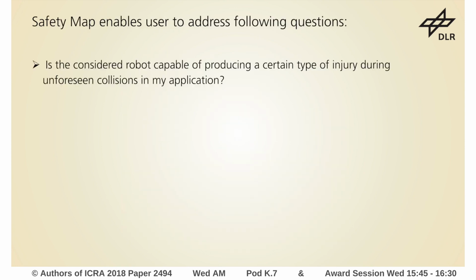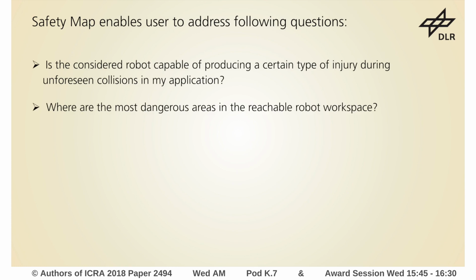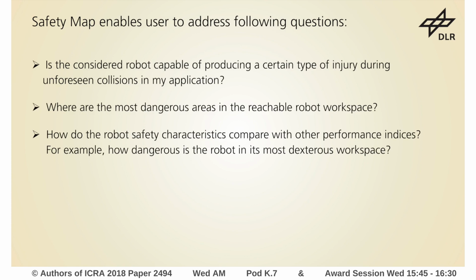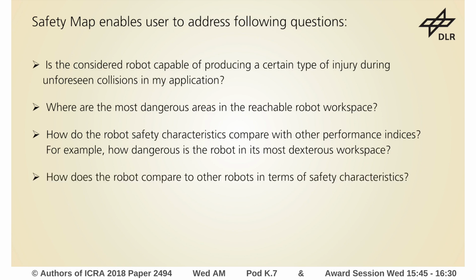The safety map enables the user to address the following, among other questions. Is the considered robot capable of producing a certain type of injury during unforeseen collisions in my application? Where are the most dangerous areas in the reachable robot workspace? How do the robot safety characteristics compare with other performance indices? For example, how dangerous is the robot in its most dexterous workspace? How does the robot compare to other robots in terms of safety characteristics?